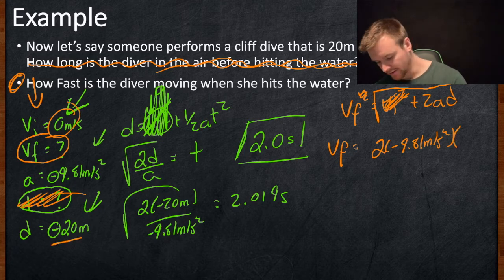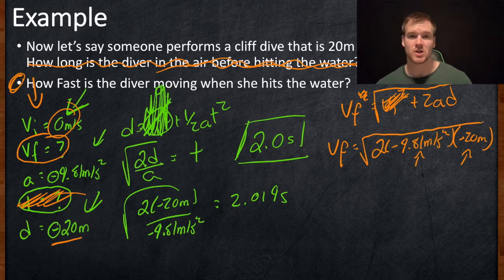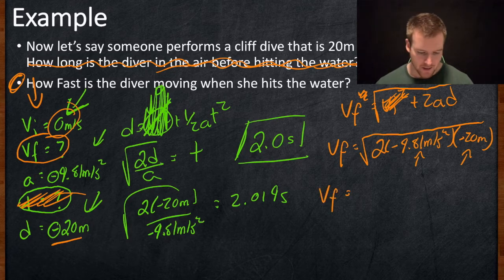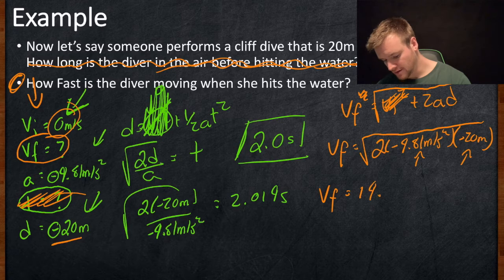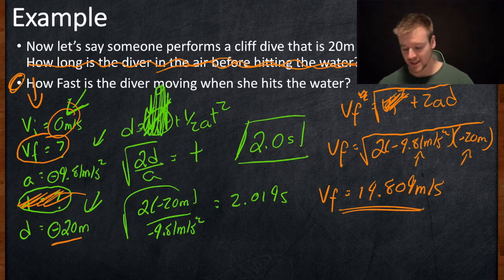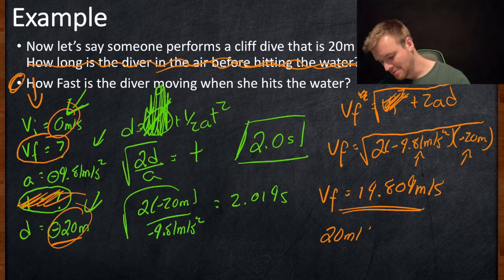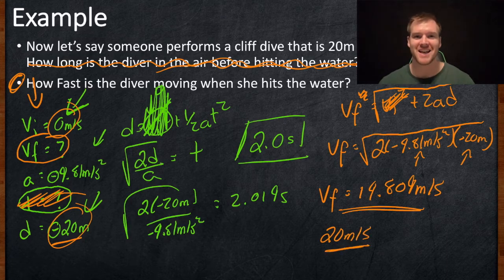which was negative 20. Really important that we put that negative there, so we get a negative times a negative gives us a positive. And that's what we have to use to take a square root. We can't take the square root of a negative. So really important that you include both those negatives. And when you put it in your calculator, I'm getting a velocity of 19.809 meters per second. And when we round with significant digits, I see that again, we had 2 here. That would become 20 meters per second, which is really quite fast to be hitting the water.